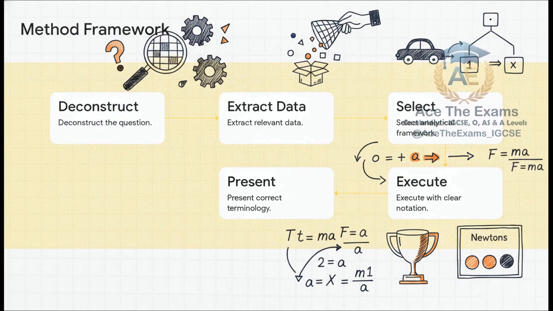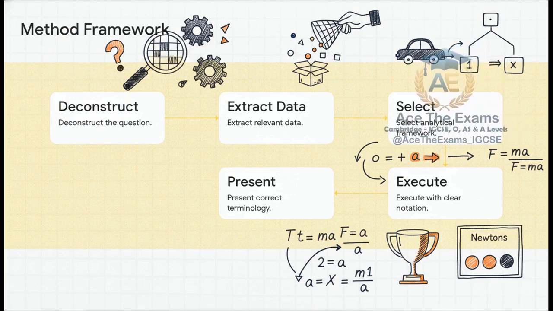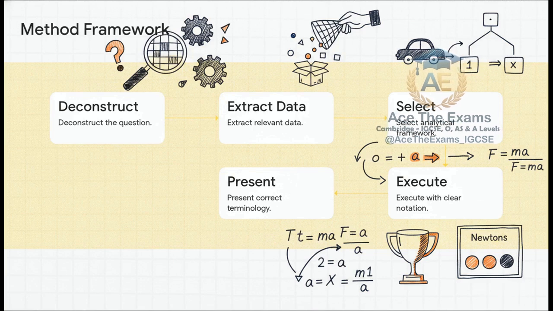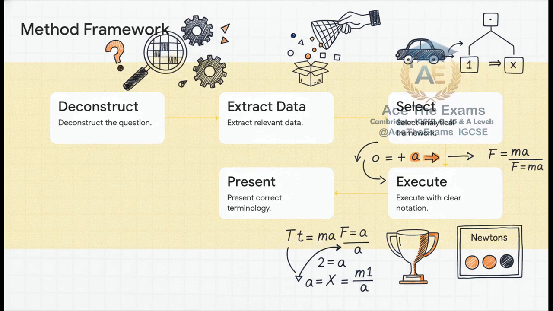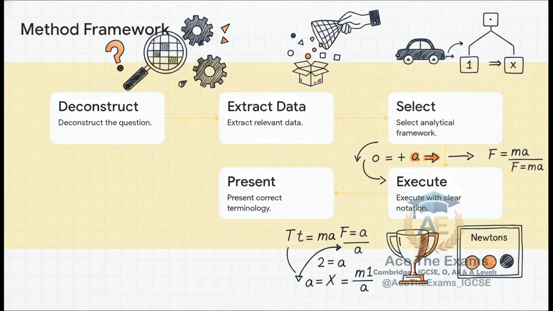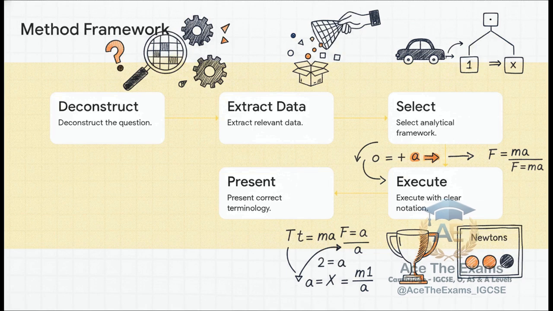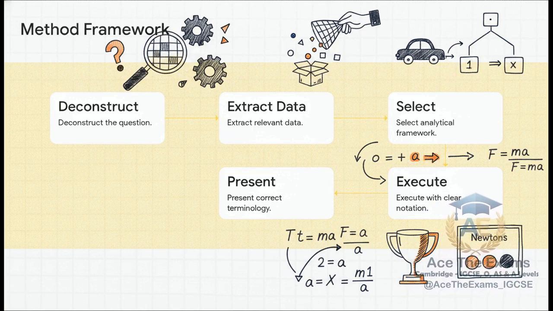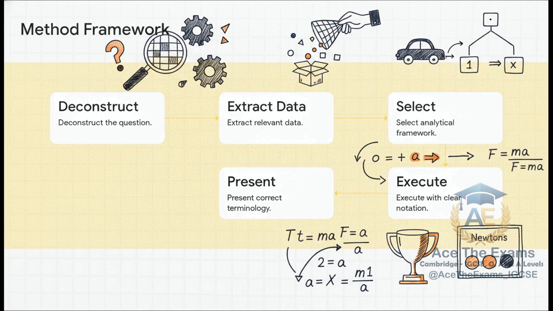Step 1. Deconstruct the question. Sam now stops and highlights the exact command word. Let's say it's calculate. Step 2. Extract relevant data. Sam systematically identifies and lists the mass of the car, the mass of the trailer, and the driving force. Step 3. Select the analytical framework. Instead of panicking, Sam realizes we need 2 separate equations of motion, one for each particle, rather than treating them as a single combined system, because the specific question asks for the internal tension in the towbar.